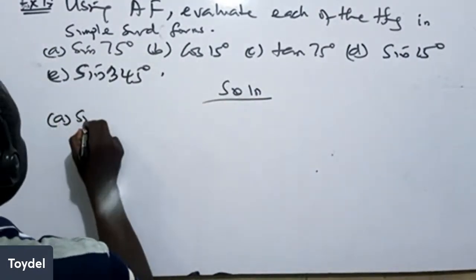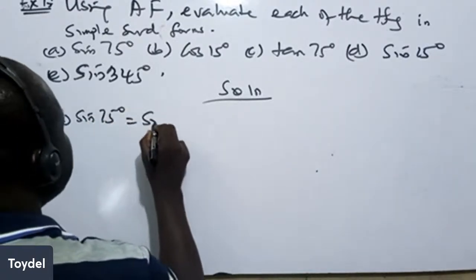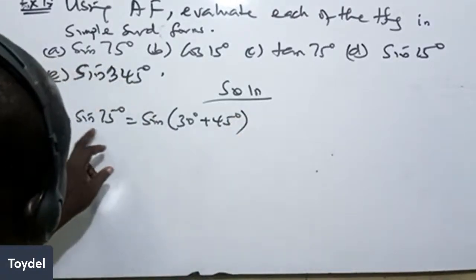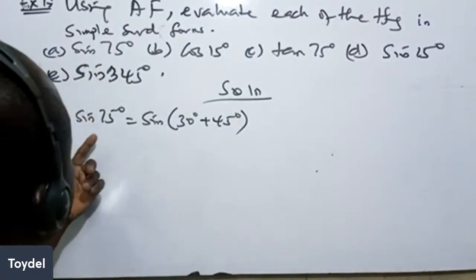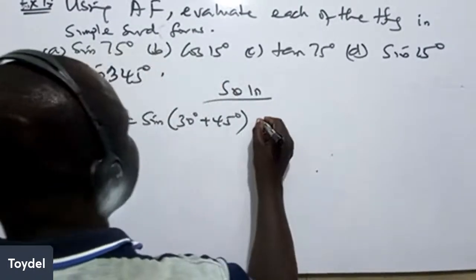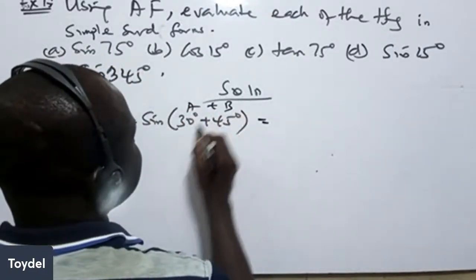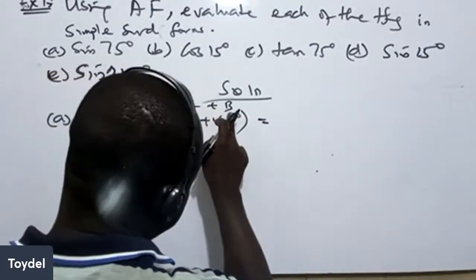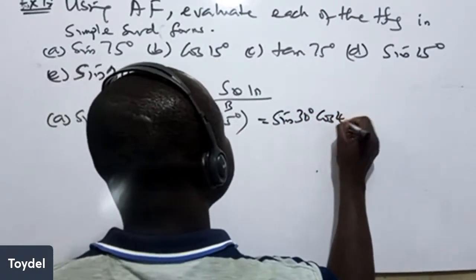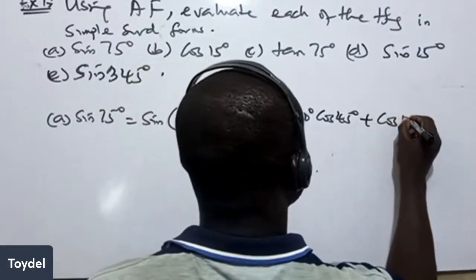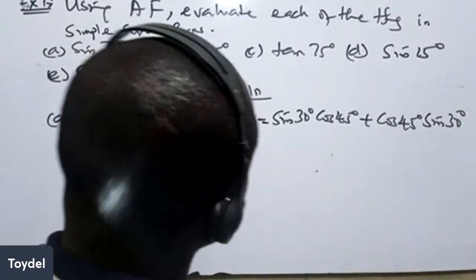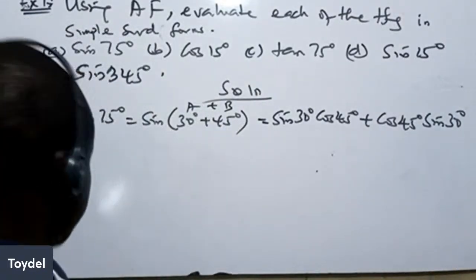The first one is sine 75 degrees. Of course, I can break this down. I can say sine of 30 degrees plus 45. So if I want to express sine 75 in simple form, I can break 75 down to 30 plus 45. From my knowledge of sine of A plus B, I have sine A cos B plus cos A sine B. So this will give me sine 30 degrees cos 45 degrees, plus cos 30 degrees sine 45 degrees. When we apply the formula that we gave at the introduction, this will be the expression.